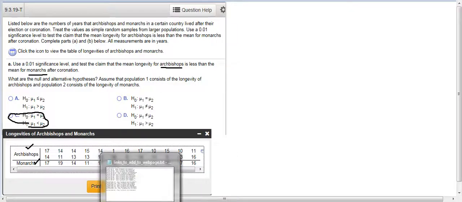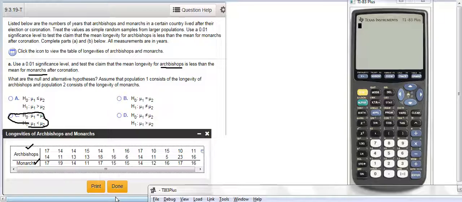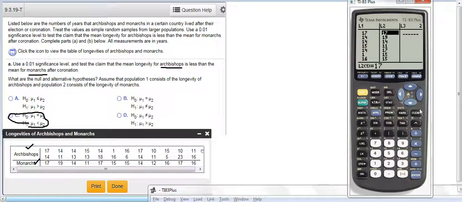Now let's go enter our data, and I've already done so in the calculator over here, and we'll show you what we do. You hit stat, edit, and in list 1, type in all the archbishop ages, or years. You'll notice there are more archbishops than there are monarchs, and that's fine. They don't have to be the same length. I've entered all the data on both columns.